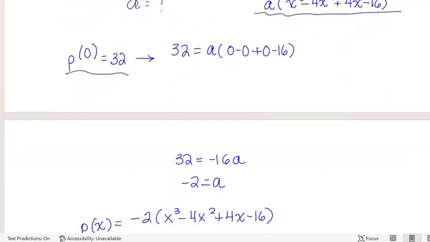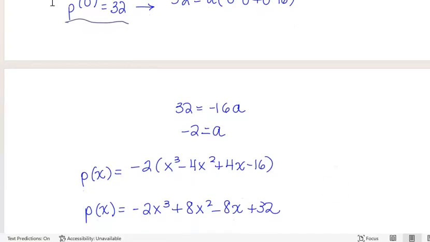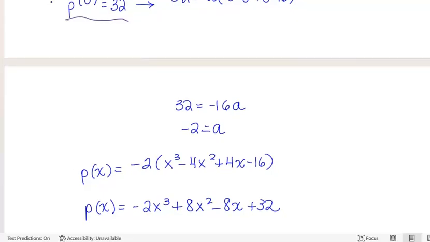That just means a multiplied by 0, 0, 0 minus 16 equals 32. Right? Solving this simple equation gives you a equal to negative 2. So here is my final answer.